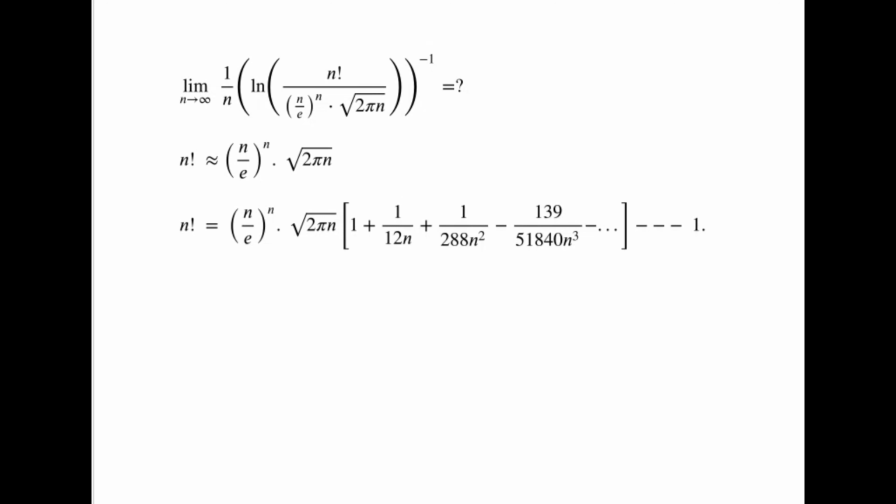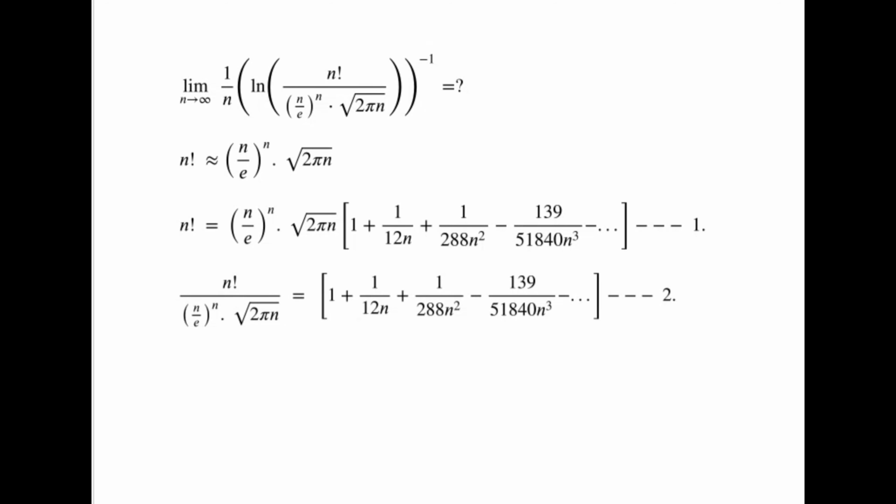And when we divide both sides of equation 1 by the product of the square root of 2 pi n and (n over e) raised to power n, we have an infinite series on the right hand side and an expression on the left hand side, which we decide to call equation 2. Now we will take the natural log of the expressions on both sides of equation 2, and when we do that, this results in a new equation which we will call equation 3.